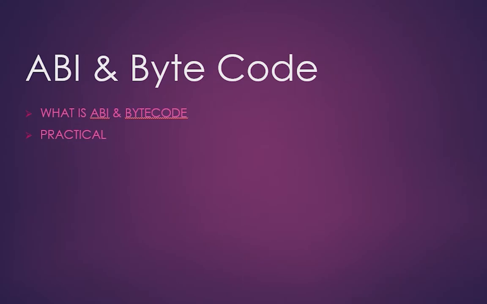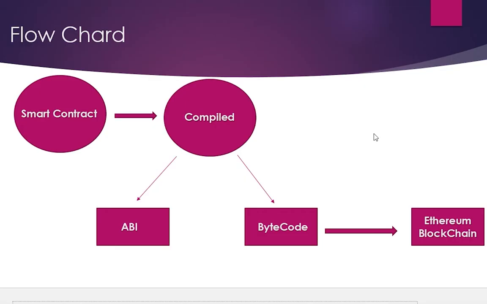First, let me show you some theory of what is ABI and the bytecode, then we will move to the practical. This is our flowchart. When a smart contract gets compiled, it gives us the ABI and the bytecode, and then the bytecode has some instructions that goes to the Ethereum blockchain.